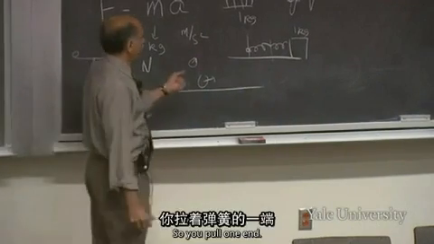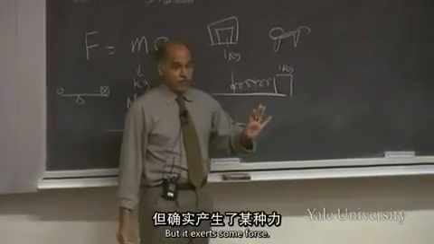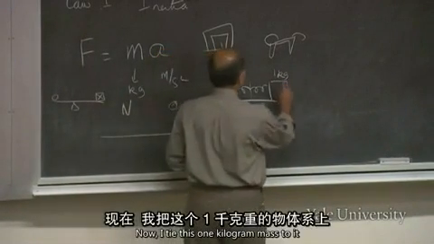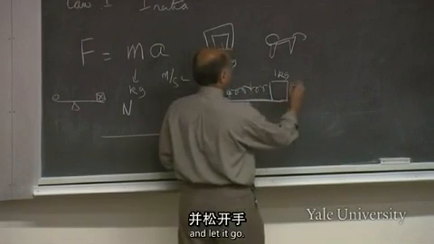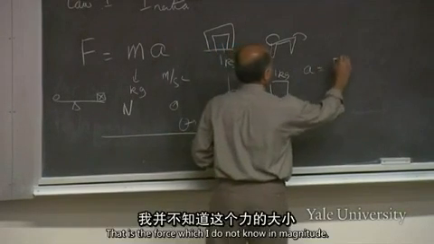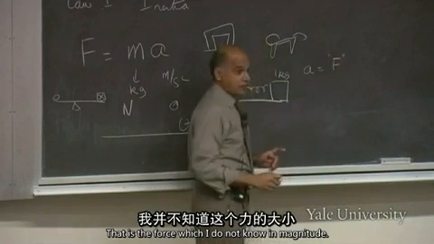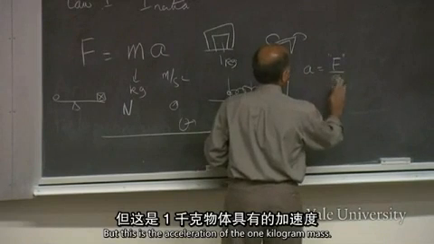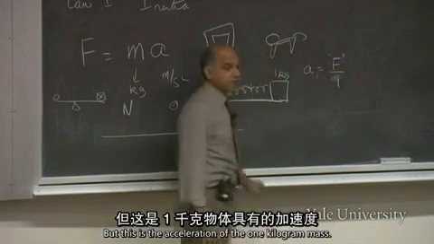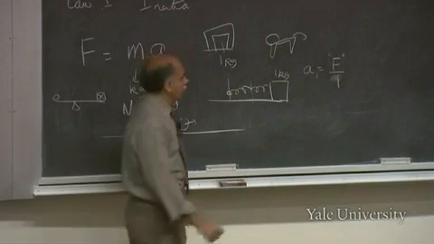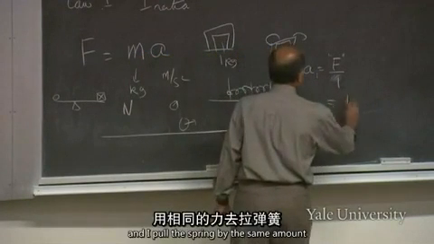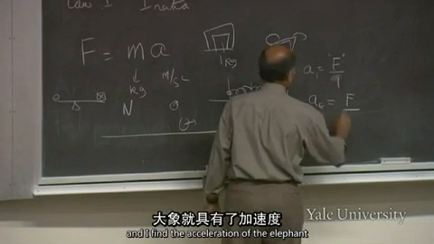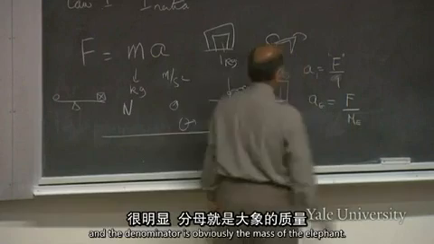So you pull one end. We don't know what force it exerts, okay? But it exerts some force. Now I tie this 1 kilogram mass to it. I let it go, and I find the acceleration. That is the force, which I do not know in magnitude, divided by the mass, okay? But this is the acceleration of the 1 kilogram mass. Then I bring the elephant, and I pull the spring by the same amount, and I find the acceleration of the elephant. And the denominator is obviously the mass of the elephant.